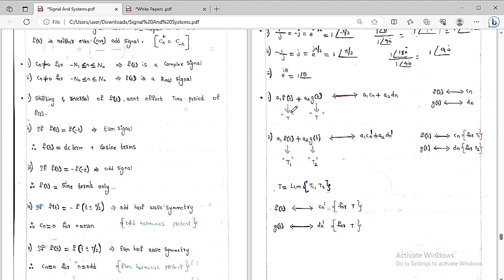This holds when f of t and g of t have the same time period. Suppose they have different time periods: f of t has the Fourier coefficient Cn defined on the time period T1, and g of t has the Fourier coefficient Dn defined for the time period T2. If they are not the same, then what we have to do is very simple. First we have to take a common time period, which is the LCM of T1 and T2.